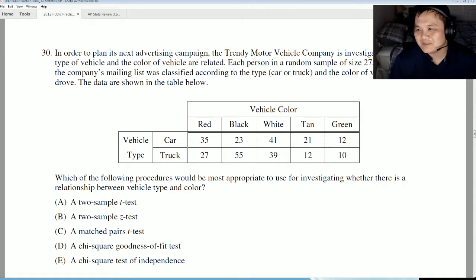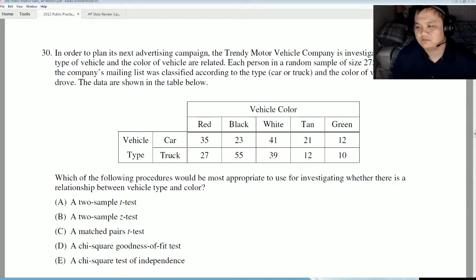So each person is randomly selected from the company mailing list and classified according to the vehicle he or she drove, and the data is provided. Which of the following processes would be used to investigate whether there is a relationship? The two-sample test does not test a relationship. It could test which one's better, but it can't test relationships. It's just the wording of the question.